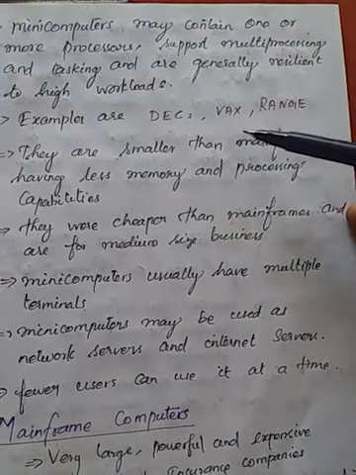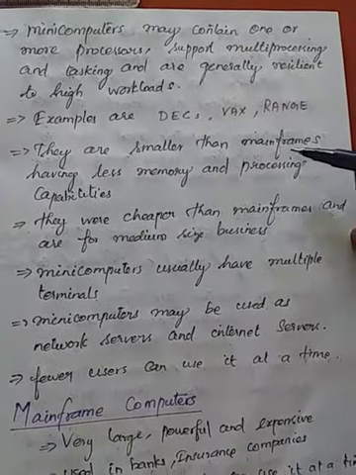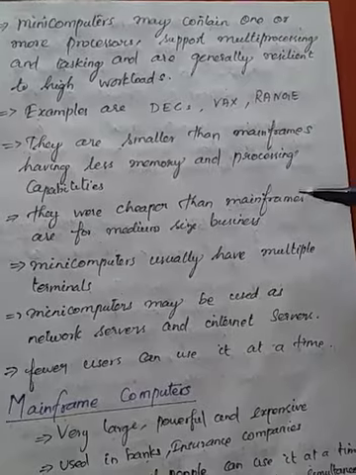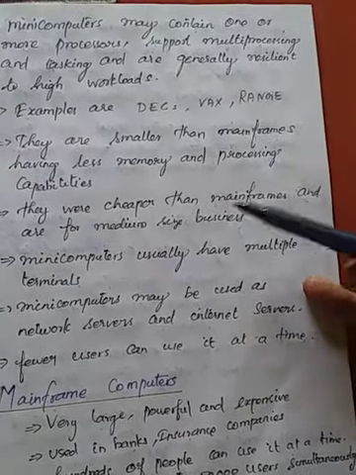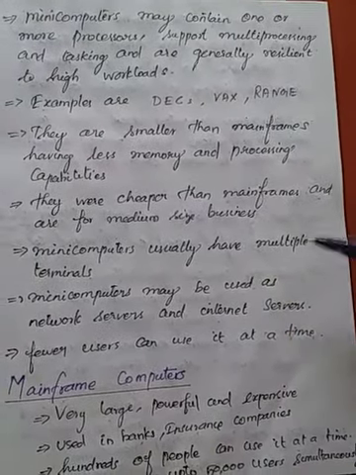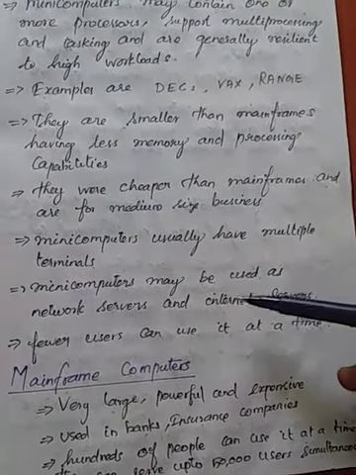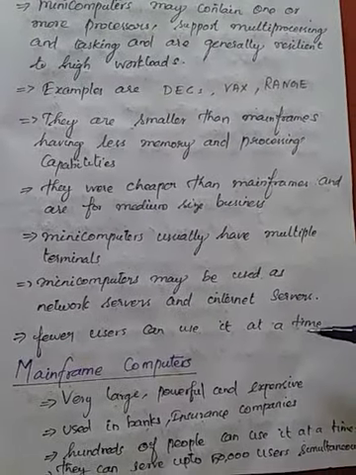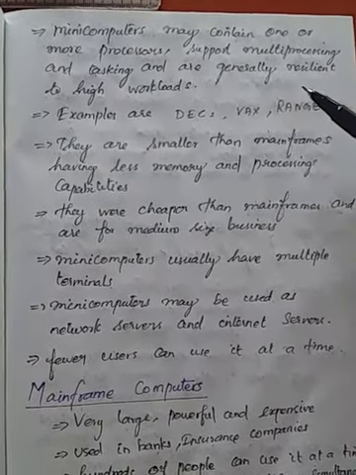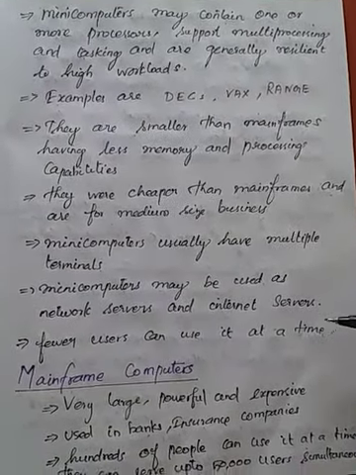Examples are the DEC VAX range. These are all mini computer machines. It is smaller than the mainframe, has less capability and processing, and is cheaper compared to the mainframe. For a medium-sized business, we can make use of mini computers. Multiple terminals will be there, and it can also be used as a network server. Since multiple terminals and multiple processors are there, a few users can use it and share the data at a time.